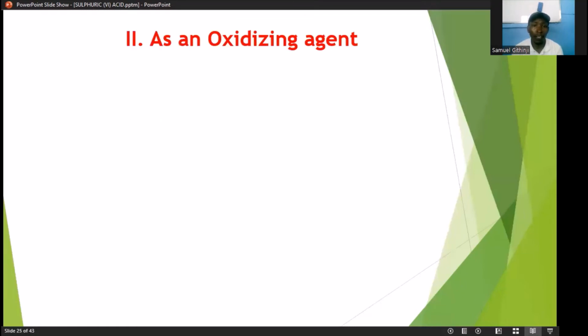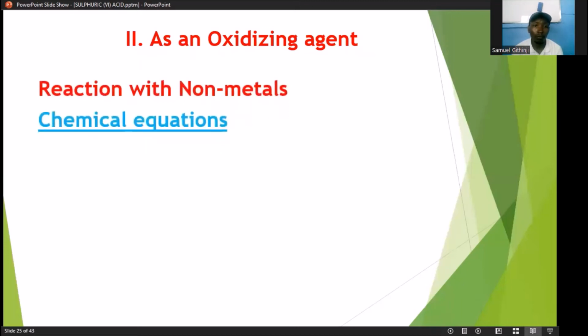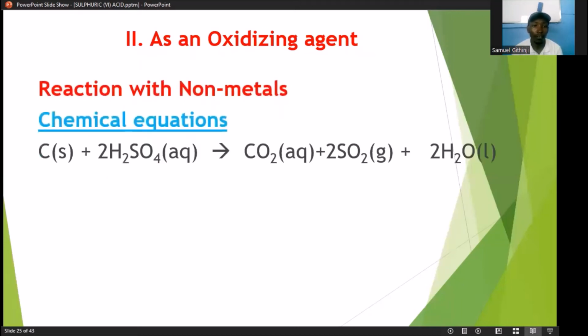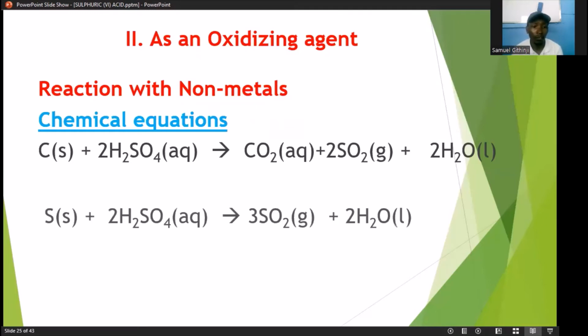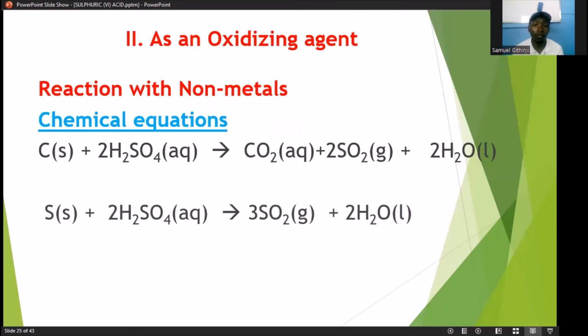Next, as an oxidizing agent, again, reaction with non-metals. You can see the chemical reactions, like when it reacts with carbon, it forms a mixture of carbon 4 oxide, sulfur 4 oxide, and water. It can also react with sulfur, and it forms sulfur 4 oxide and water.